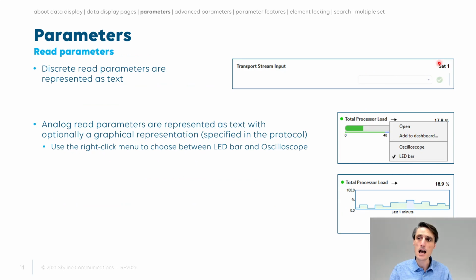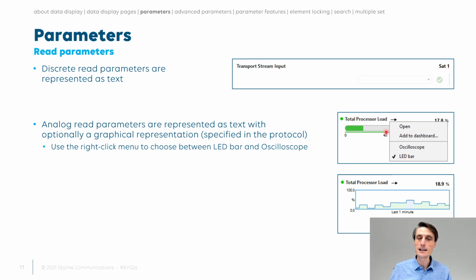Now the read parameters, we have the discrete example here, where we can also see the change or the possibility to change it here as well. And we have an analog here that is also optionally being visualized with a graphical presentation. That is something which is defined in the protocol, whether or not this number needs to be visualized with a graphical presentation. For instance, for the memory utilization, how many gigabytes of memory we are using, we're not going to put that in a progress bar. But for the CPU load with a fixed minimum and maximum, 0 to 100, it might be indeed interesting to see it in a graphical presentation.